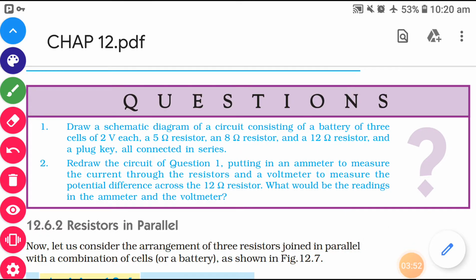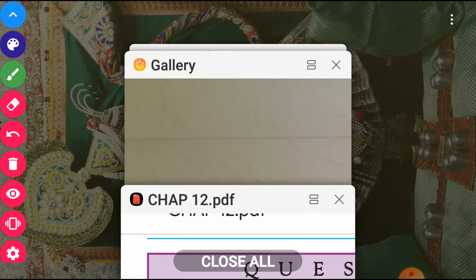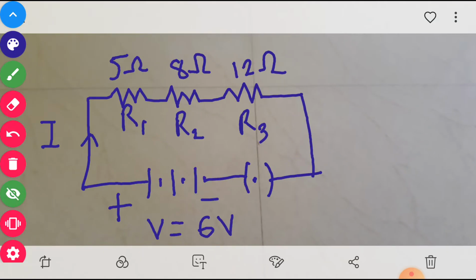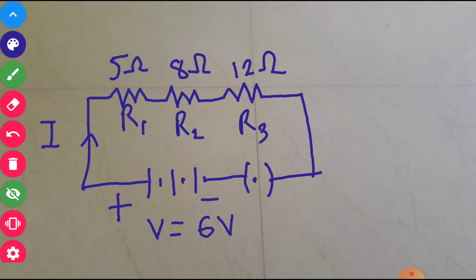Now see, in the same question, redraw the circuit of question 1, putting in an ammeter to measure the current through the resistors. So we will do it this way. We can draw this ammeter somewhere here. The ammeter is always placed in series, so here you can place the ammeter. It will measure the electric current, and A is written inside.